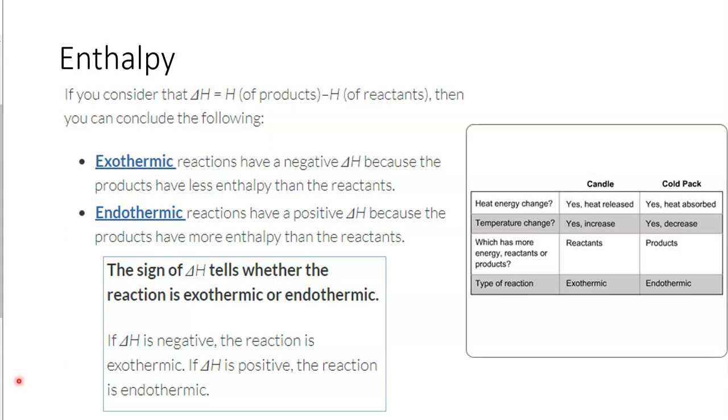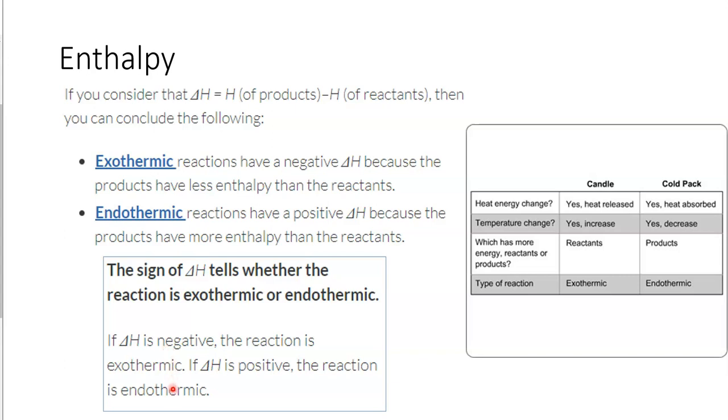If delta H is negative, the reaction is exothermic. If delta H is positive, the reaction is endothermic. And you can think of it this way. A negative sign means there's a loss of something. So if the enthalpy change is negative, that means there is a loss overall of energy, meaning that heat has been released. And we all know in an exothermic reaction, heat exits the reaction. So the sign of the delta H number will actually be negative.